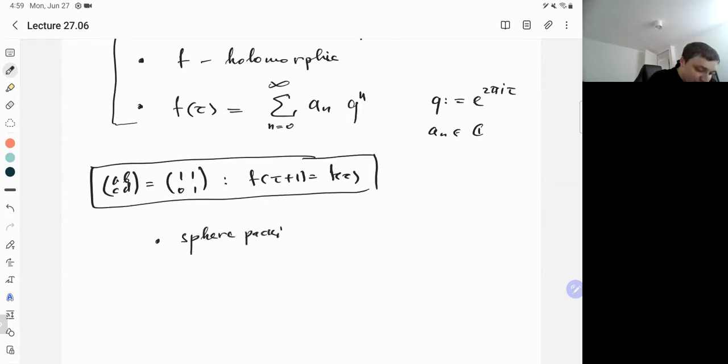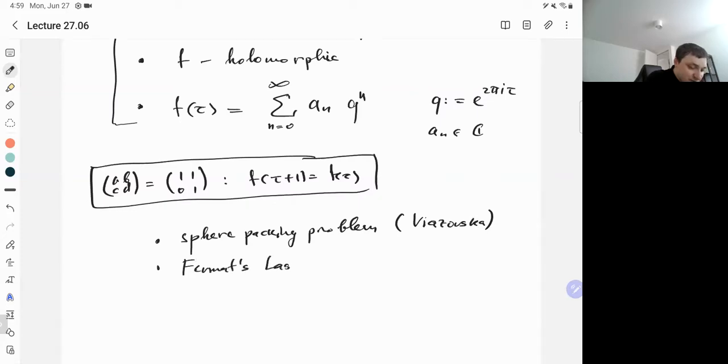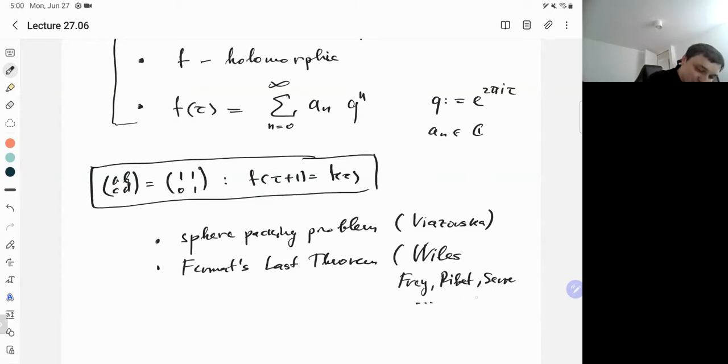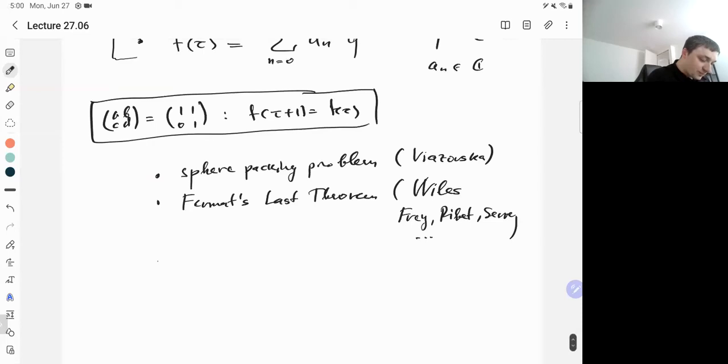In the sphere packing problem, in the work of Marina. So it's not the most famous appearance of modular forms. In the proof of Fermat's last theorem, in the work of, well, people usually only mention Wiles, but really there's a huge list of people involved. So Frey, Ribet, Serre, well, Shimura, Taniyama, Weil, a long list of people involved with that.